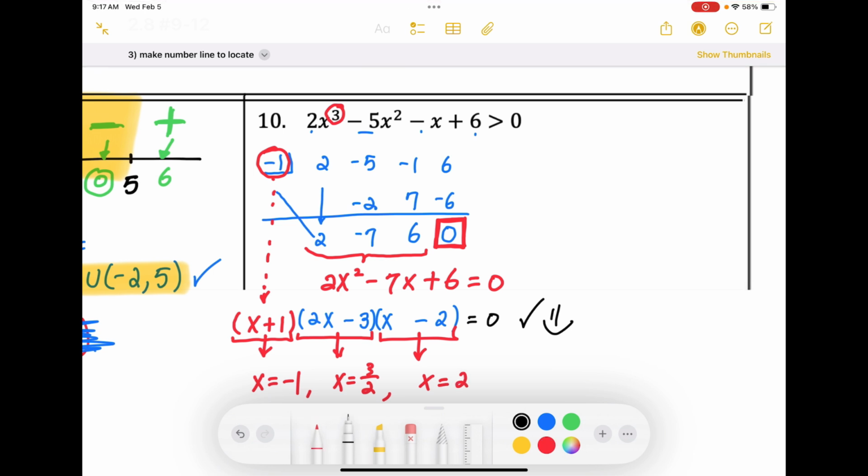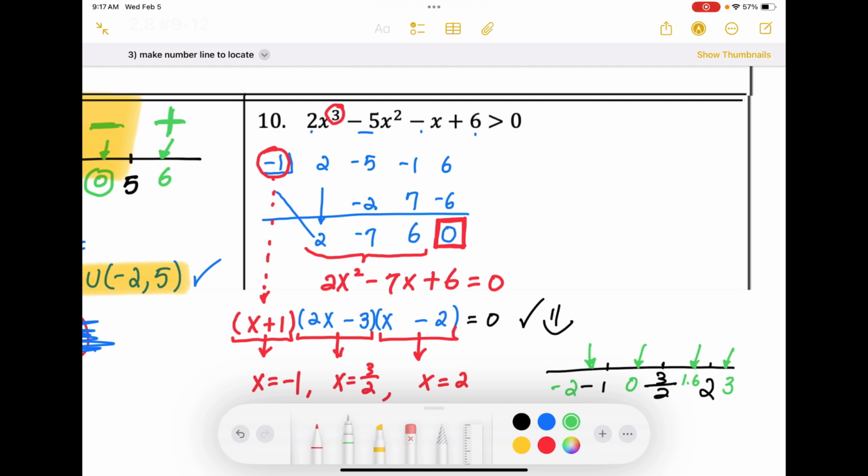On the number line, so this will be my number line. I got negative 1, and 3 over 2 will be 1.5, so that will be 3 over 2, and then 2. Let's check it. Choose some number. I'm going to pick negative 2. Choose some number. I'm going to pick 0. Choose some number. Now again, we mentioned 3 over 2 is 1.5, so can I choose 1.6 to test out? Yes. And pick some number bigger than 2. I'm going to pick 3.